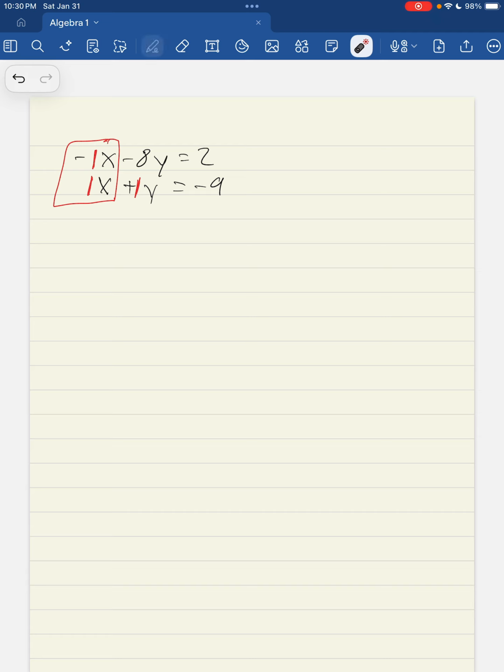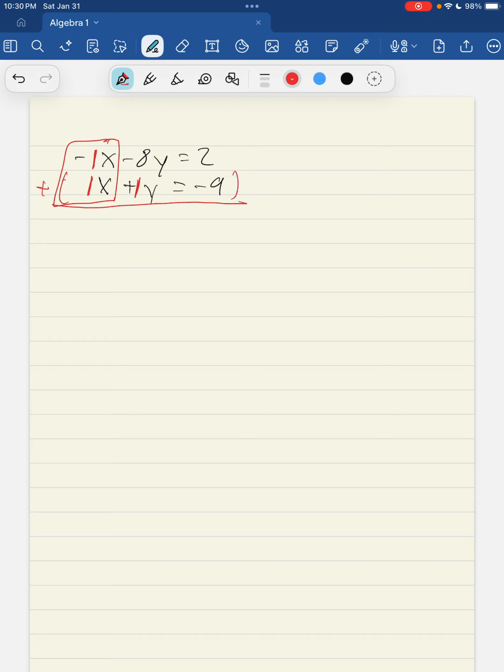We're going to try to eliminate those x's, and we're going to do that by adding. The signs are different on the matching terms. We have a negative and a positive. So we're going to add. Negative 1 plus 1, eliminated. Then we go negative 8 plus 1. That's a negative 7y. And we have a 2 plus negative 9. That is negative 7. From here, we keep doing our algebra. We want to slowly but surely get that y by itself. Divide both sides by negative 7. And that's just going to be y equals 1. Boom. Not quite done, but we're halfway there.